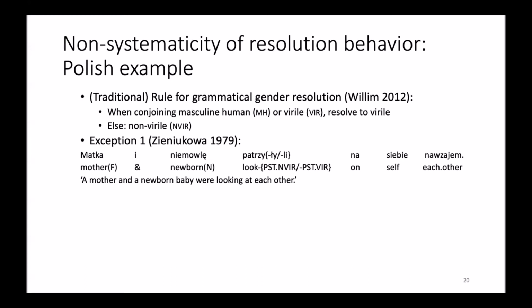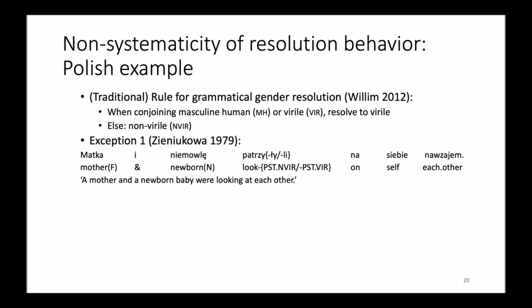And we immediately see an example of an exception to this rule. Zhenyukova back in the late 70s reported the following example: a mother and a newborn baby were looking at each other. So we have a conjunct that carries a feminine feature, and a conjunct that carries a neuter feature. According to the traditional rule, because we don't have any masculine human or virile features, we have to use the elsewhere part of the rule. So we should be resolving to non-virile. Indeed, this is what speakers produce and accept, but it's not the only variant. Speakers also produce and accept a virile variant, which is not predicted by this traditional rule of resolution.